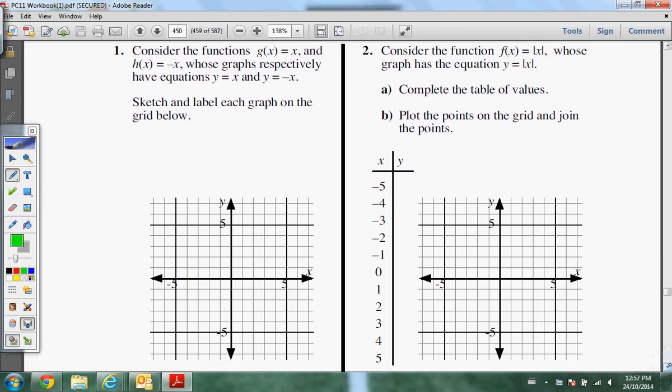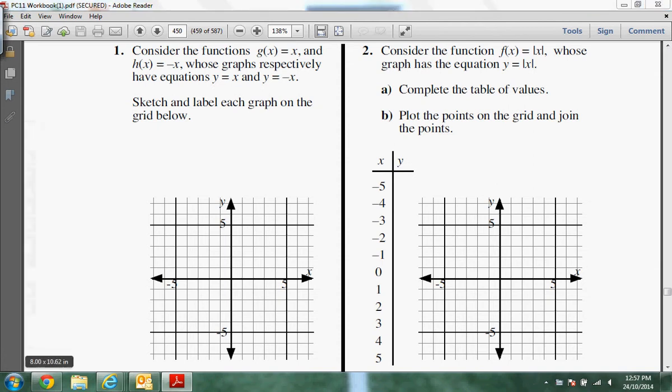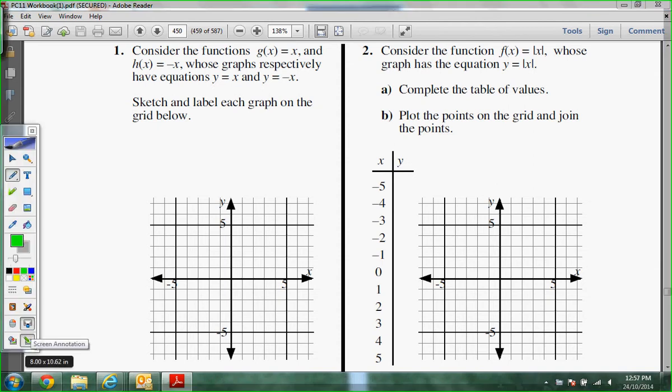Now we're going to investigate in terms of the graph. Does anybody know what an absolute value graph looks like? No?